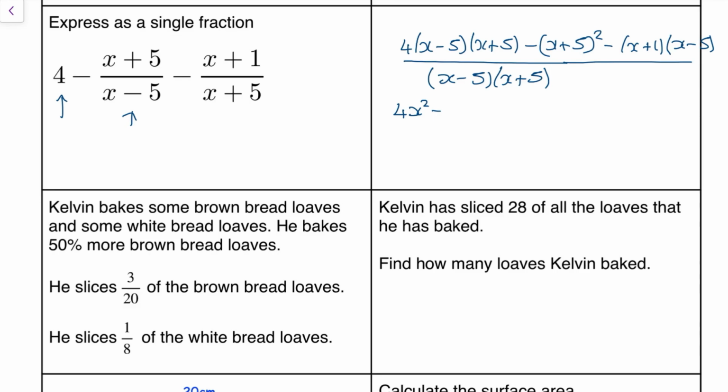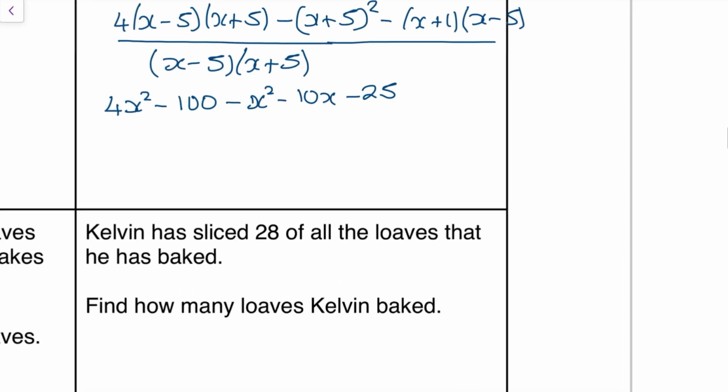That's going to be 4x squared minus 100. Then I've got x plus 5 squared, but I'm taking all that away. So that's minus x squared minus 10x minus 25. And then, no, be careful on this one. So I've got x plus 1, x minus 5, and I'm taking it away. So that's minus, well, it's going to be x squared. That's the easy bit. X times minus 5 is minus 5x. That's a plus 5x. 1 times x is plus x. That's a minus x. And 1 times minus 5 is minus 5. So that's a plus 5.